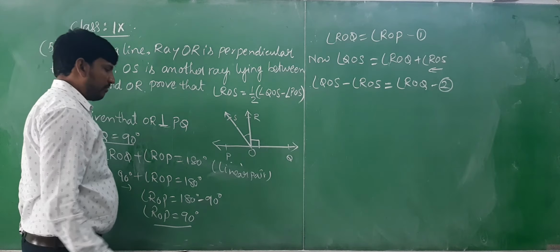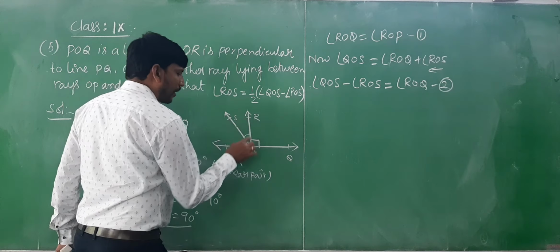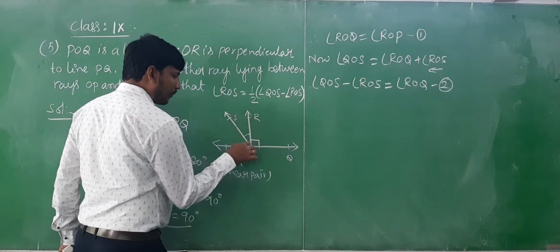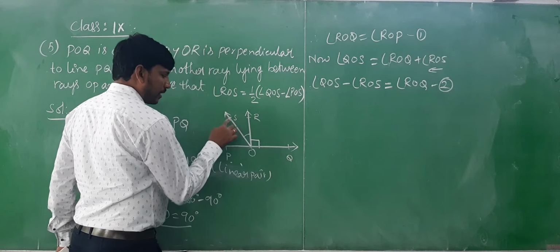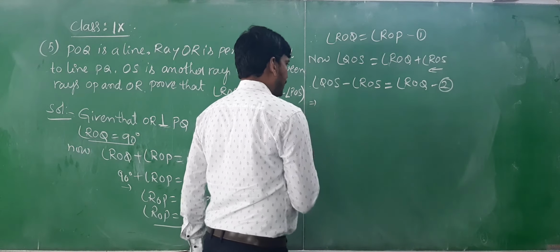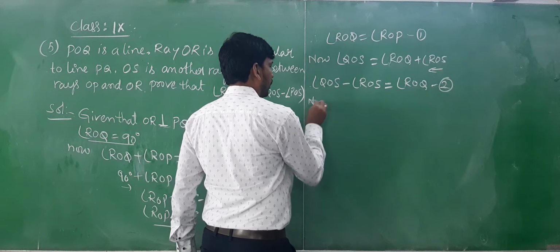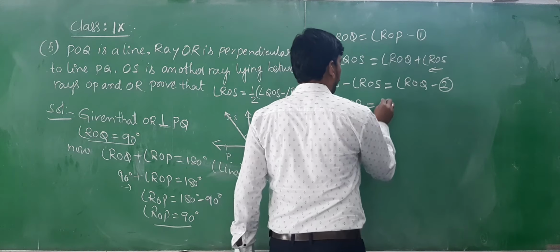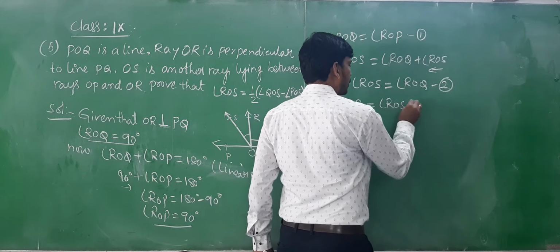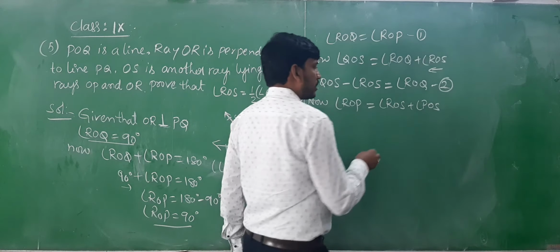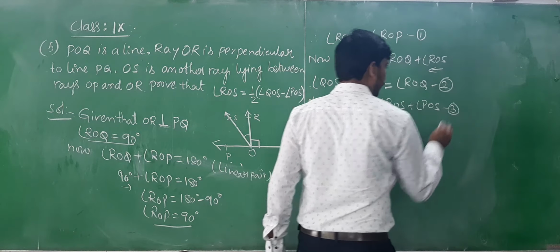Clear? Now in the same way, ROP is equal to ROS plus POS, which implies angle ROP is equal to angle ROS plus angle POS. Clear? This is equation number 3.